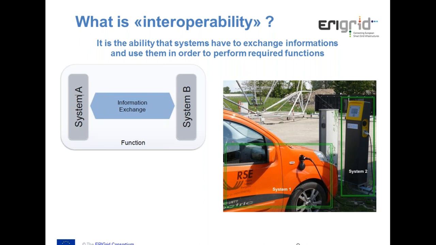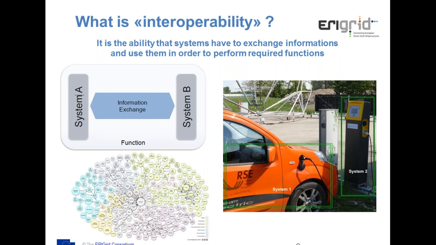Of course, this is quite simple when you have just two systems, like in this picture. In general, when we talk about smart grids or even smart cities, the problem is that you have not just two systems which need to talk to each other, but a lot of systems which must be integrated together and coordinated in order to implement useful functions. In this case, the interoperability problem is much more difficult, because the scale of the problem is much bigger.